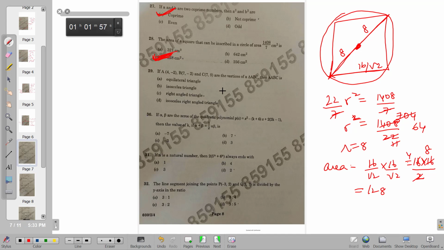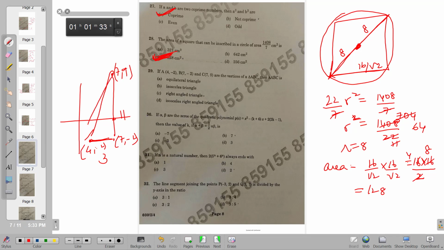Don't use distance formula for the next question. Just draw a rough sketch. So you're having 7 comma minus 2, which will come here. And 7 comma 9 will come somewhere there. And 4 comma minus 2 will be here. So you can see that this distance will be 3. This would be 2 plus 9, which is 11. This will be something else. Basically what we can say is it's a right angle triangle for sure. So that is the 29th answer.